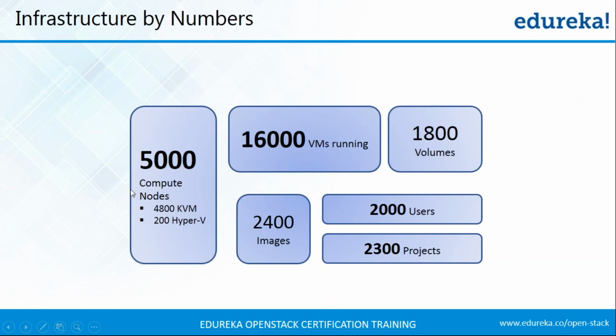If you see their infrastructure by numbers, right now they are using OpenStack, and they have been using OpenStack since its first release, starting from Essex, and now they are into Ocata as well. So they have got 5,000 compute nodes, out of which 4,800 are KVM and 200 are Hyper-V nodes. And they have almost 16,000 virtual machines running on those nodes. They have 2,400 images, 1,800 volumes in those VMs, and there are more than 2,000 users and 2,300 projects going on in the OpenStack cloud.